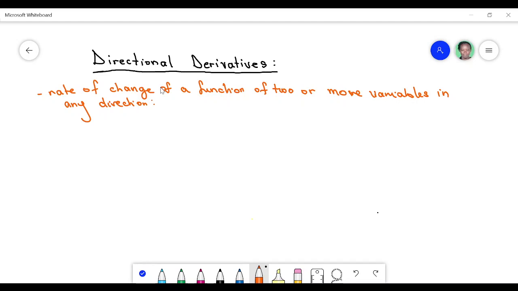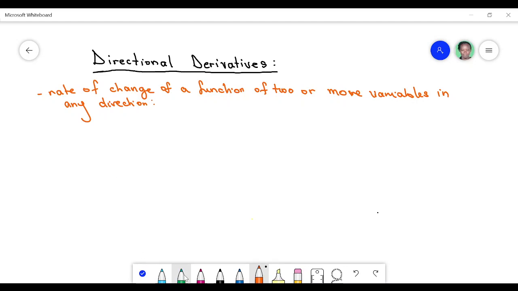We knew what derivatives were. You've solved examples of derivatives. But now we are adding another function to it. And that is what? The direction aspect.